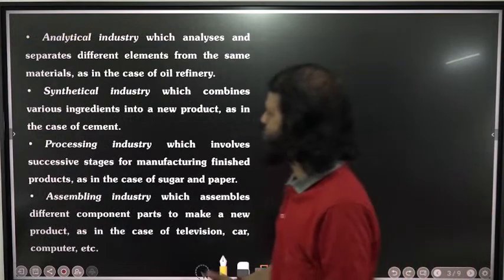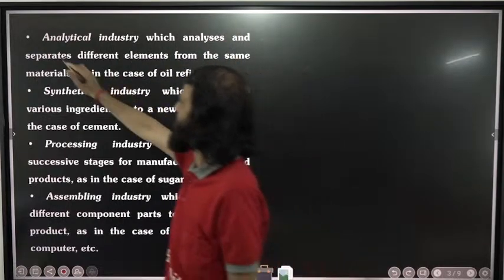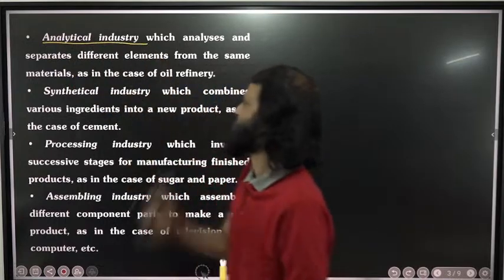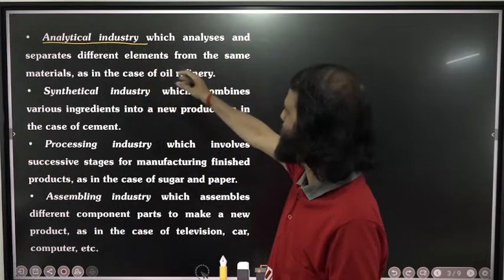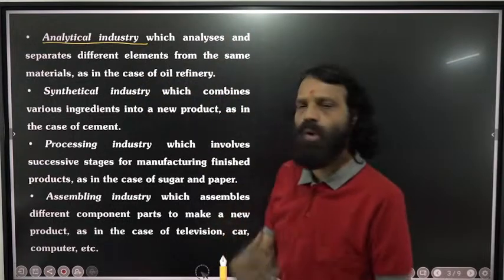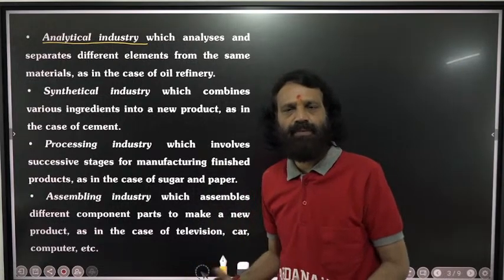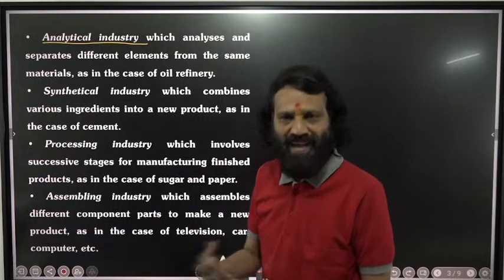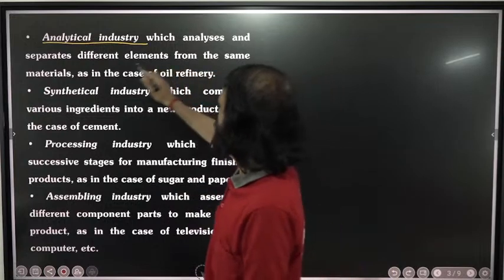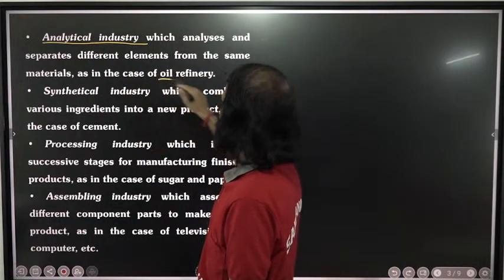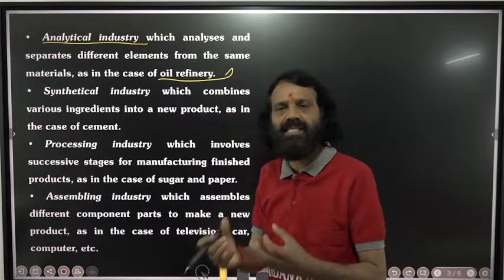Again we can move on to the next paragraph and understand more about it. Analytical industry, which analyzes and separates different elements from the same materials, as in the case of oil refinery. In the oil refinery, they get petroleum. After that, from petroleum, diesel, petrol, kerosene, Vaseline, tar, all those we obtain. That is what is happening in a refinery. They separate all those elements from the base element.